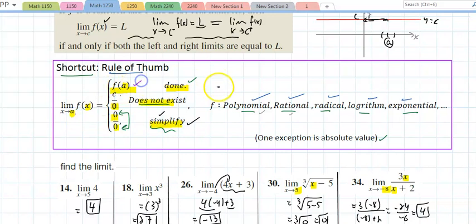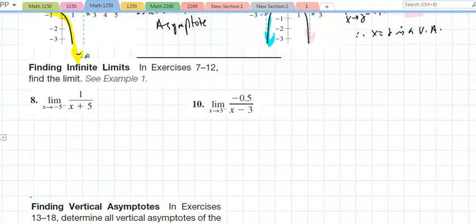If you get a number, you're done. And if you get a number over 0, it does not exist. That's because the answer is either positive infinity or negative infinity. So anytime you get 1 over 0, that indicates that this is an asymptote. So, if I throw a negative 5 in there, do you see I'll get 1 over negative 5 plus 5, which is 1 over 0? Automatically, that tells me this is an asymptote.